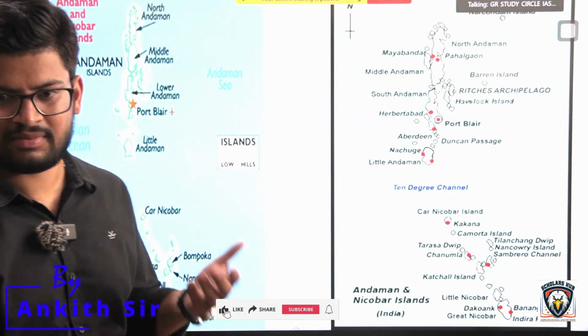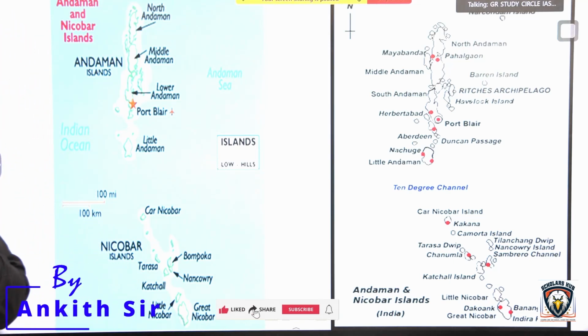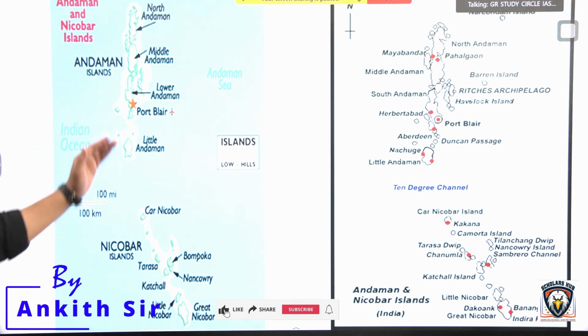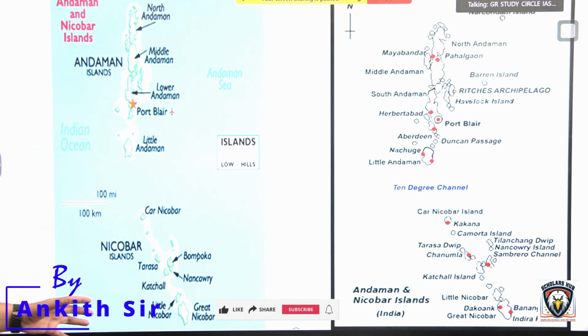So about the group of islands, we'll discuss the islands. Now borders, they may ask, right? If there is any dispute with that country, then they will definitely ask that. Andaman and Nicobar Islands, we'll discuss in detail in the islands section. You know that the 10-degree channel separates the Andaman and Nicobar groups of islands, and Port Blair is the capital city. We have the two volcanic islands, Barren Island and Narcondam. We'll discuss this.